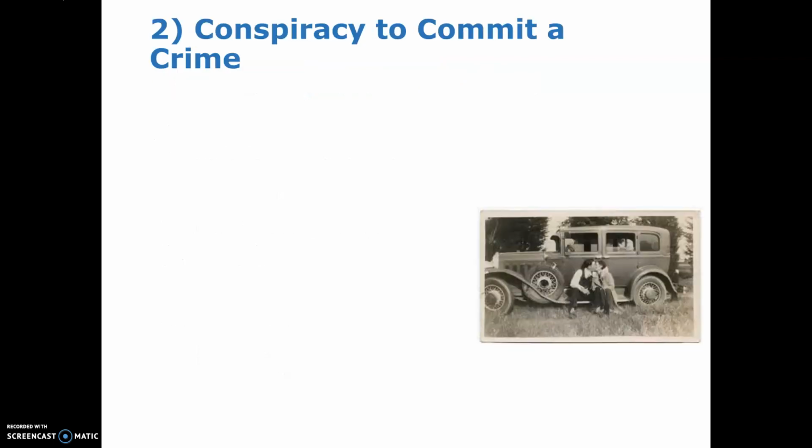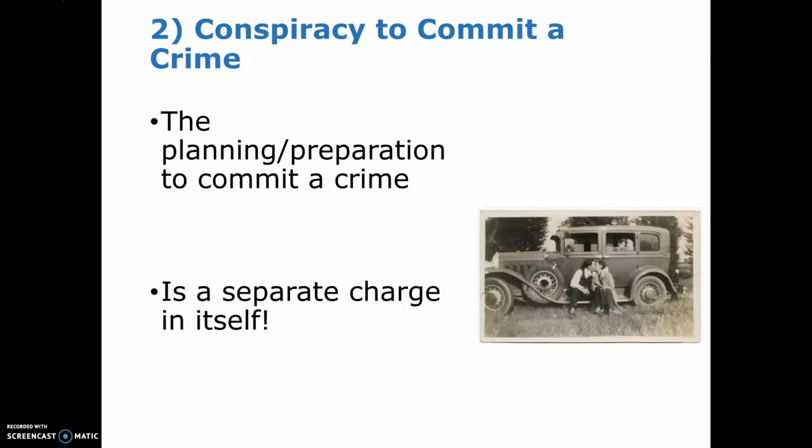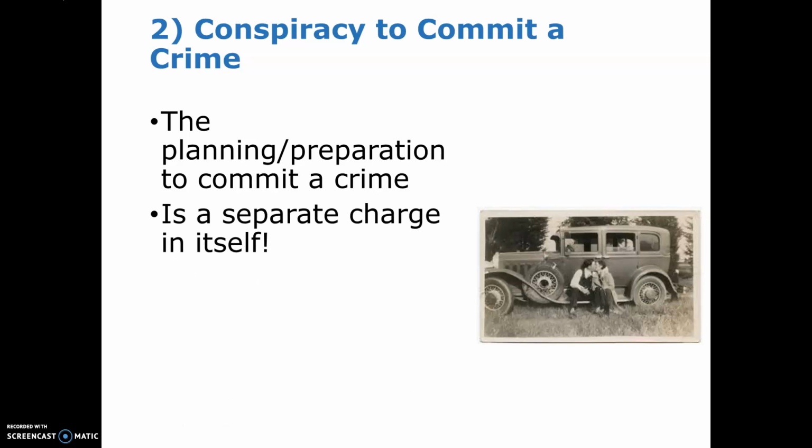Now, the next one we're going to talk about is called conspiracy. A conspiracy is really the planning and the preparation. If you're involved in planning or preparing to commit a crime, but don't actively participate in the crime, you can't necessarily be convicted of the crime itself, but you can be convicted of conspiracy, that you helped plan this out. It's possible that without your involvement, without your planning, the crime may not have been committed. So conspiracy is a separate charge in and of itself.